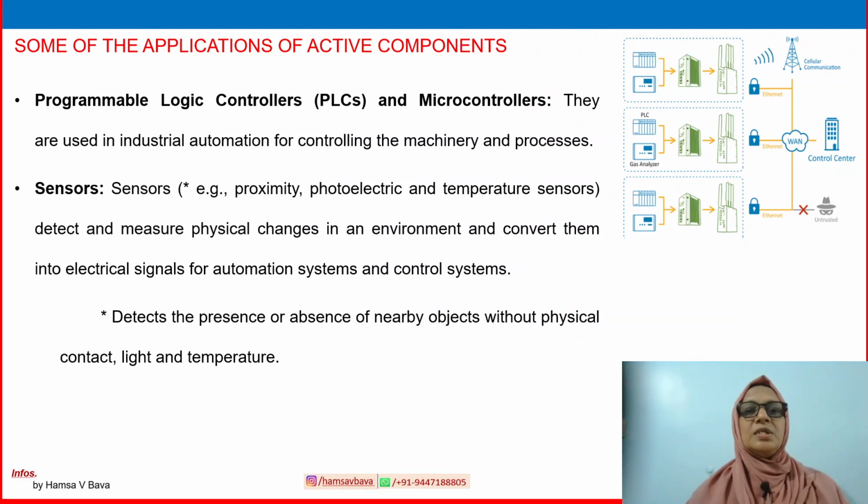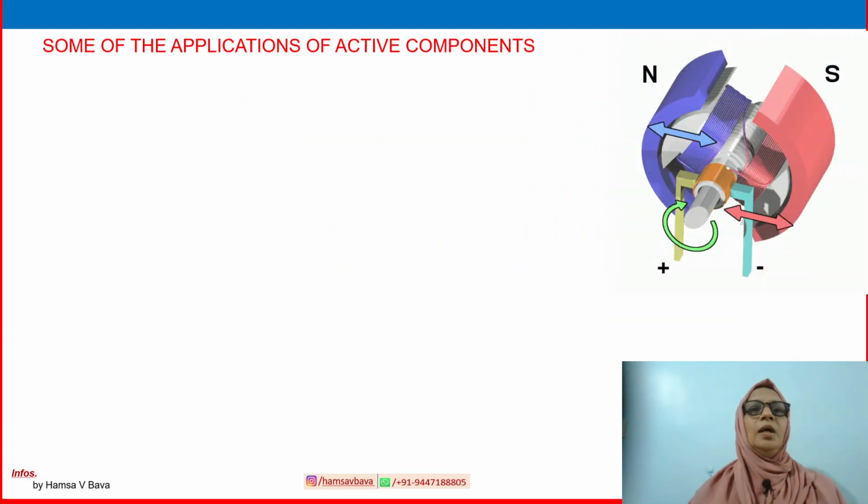Then proximity, photoelectric and temperature sensors, only these three I have mentioned here. A proximity sensor detects the presence or absence of a nearby object without physical contact. Then photoelectric, that is light. Then the temperature sensor detects the temperature and converts it to an electrical signal, easy to amplify, convert, manipulate, etc. Then we can see what the main applications are.